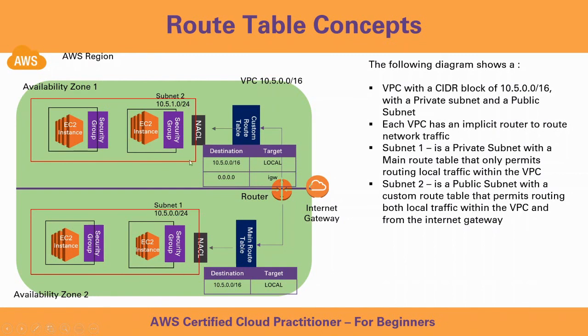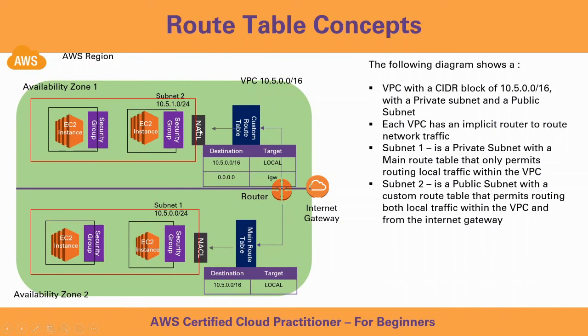Over here, subnet 1 is a private subnet and subnet 2 is a public subnet. Why is this a private subnet? Because as you can see, subnet 1 has a main route table that only permits routing local traffic within the virtual private cloud. This is the route table of subnet 1. As you can see over here, this route table is explicitly associated with subnet 1, and it only contains the CIDR block of the VPC. So it only allows local traffic to be routed.